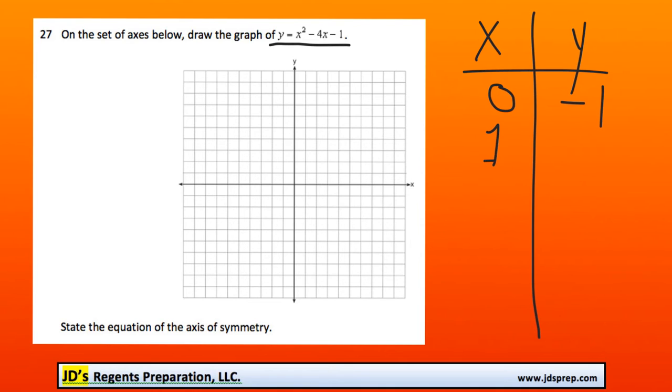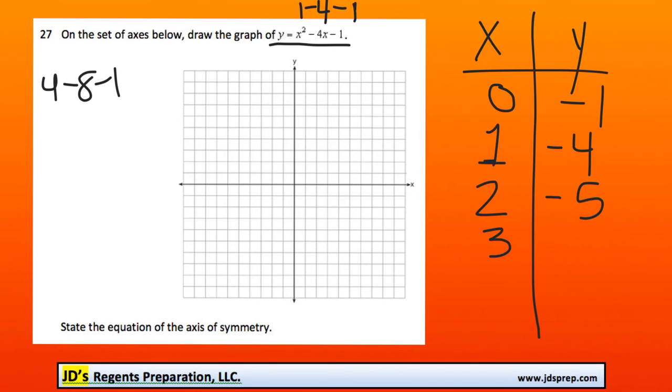What about if x is 1? Then it would be 1 squared, which is 1, minus 4 times 1, which is still 4, minus another 1. That would become 1 minus 4 is negative 3, negative 4. And then if x is 2, it would be 2 squared, which is 4. Running out of room here. Okay, 4 minus 4 times 2, which is 8, minus 1. And that would become negative 5.